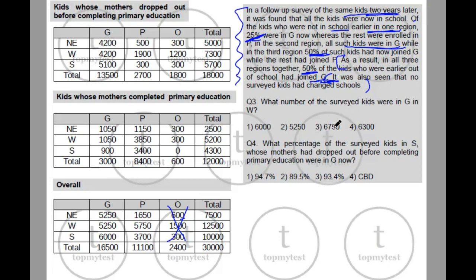Okay, now as a result, all the people who are out of school, 50% went to G, 50% went to P. So this number will increase by 1200. This number will also increase by 1200. Now you need to find out which of the regions was 25%, which was 100%, which was 50%. Now this cannot be 100%, because if you put all the 1500 here, this number will not add up.